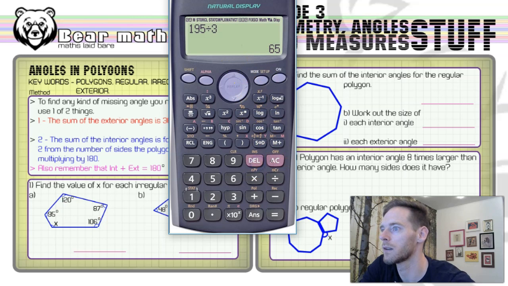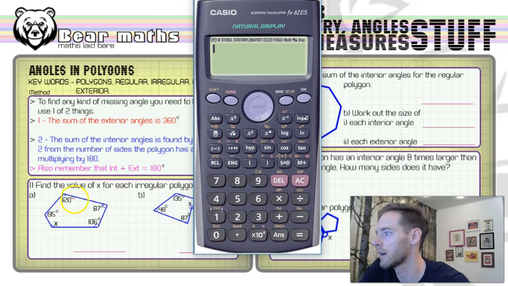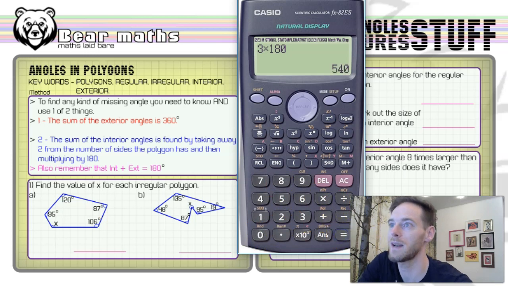Now, what we need to do to calculate the sum of the interior angles of this shape, 1, 2, 3, 4, 5 sides, is take away 2 from the number of sides it's got. So we're doing the blue method here. 5 take away 2 is 3, and then multiply by 180, and we know that the sum of the interior angles of that irregular pentagon is 540. It always will be 540 for a pentagon. You might remember that fact, or you can always work it out by taking away 2 and then multiplying by 180.